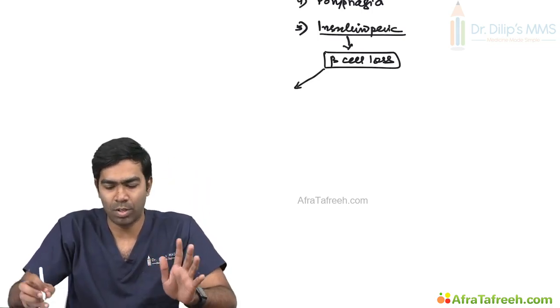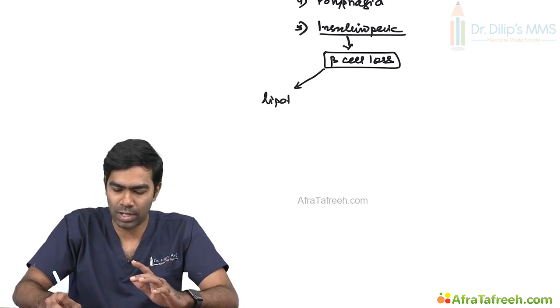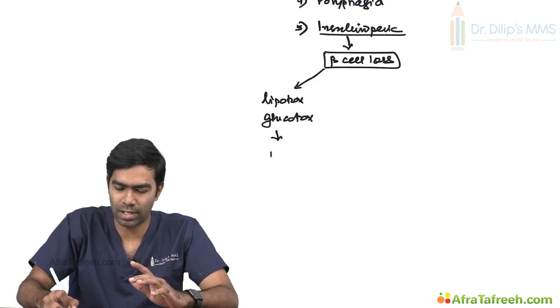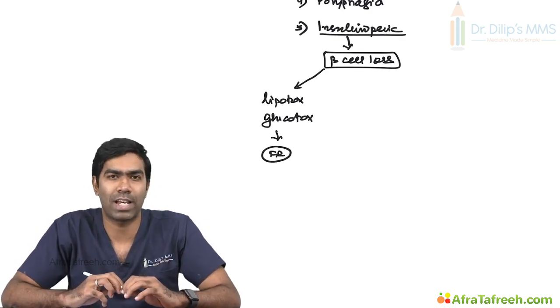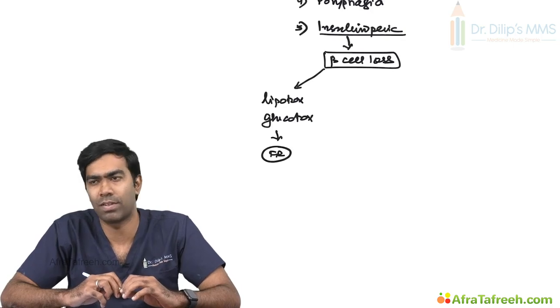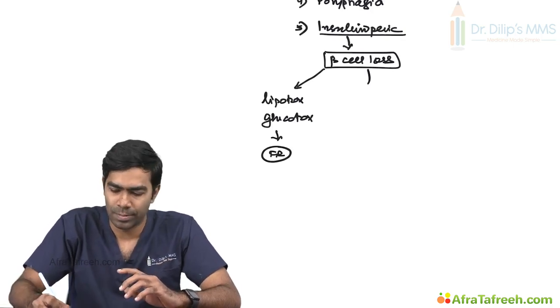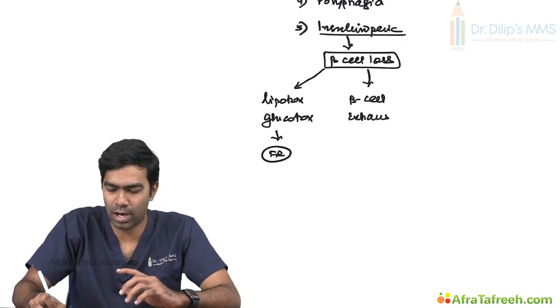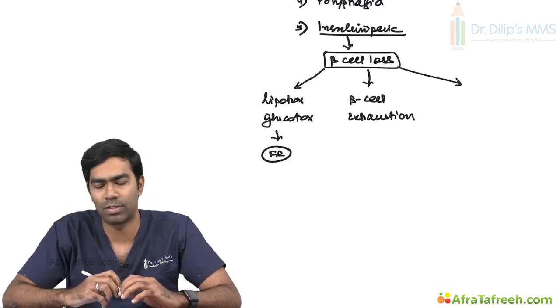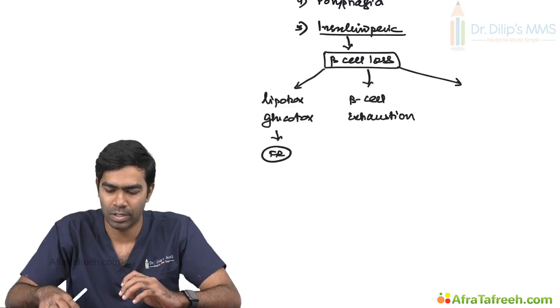And beta cell loss may be due to many reasons. The first reason, of course, is going to be the lipotoxicity and the glucotoxicity, which is going to generate free radicals and which can precipitate activation of the caspase mechanism and apoptosis subsequently, which we have discussed in the previous video itself. Or it can be due to beta cell exhaustion. Of course, if you are going to work harder against resistance for a longer period of time without rest, you will die over some time. So that's the reason why the beta cells die.